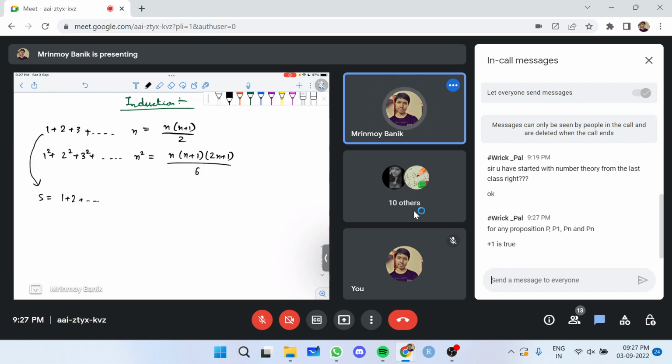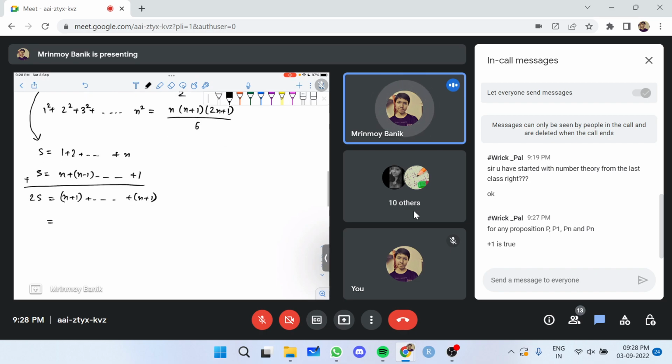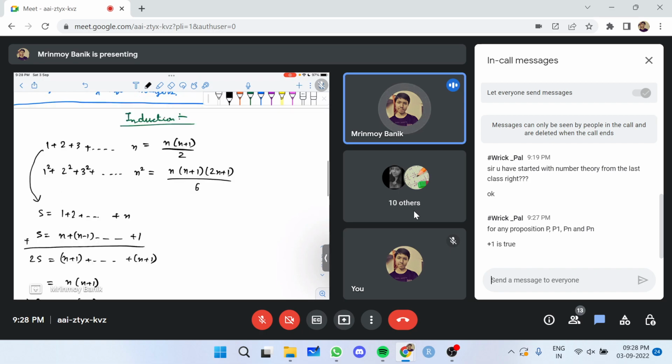First, we introduce a new variable s for the sum, and then we write s in a different way: n plus n minus 1 plus up till 1. Then we add these two equations, getting 2s on the left side, and each of the terms becomes equal to n plus 1, which helps us add them up as n times n plus 1, since there are n terms in total. Dividing by 2, we get s. So s is n into n plus 1 by 2. That was easy, but what about the second one?